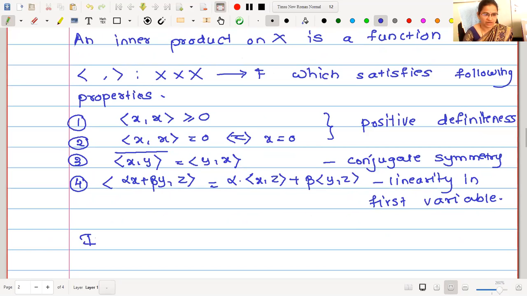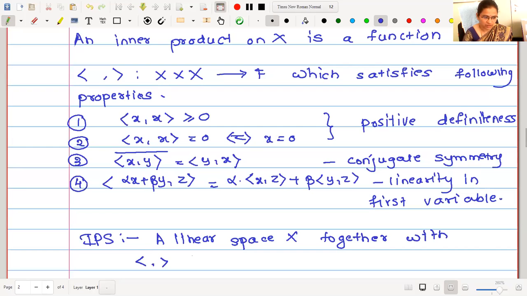Therefore, here I will write IPS, inner product space: a linear space X together with an inner product is called an inner product space.